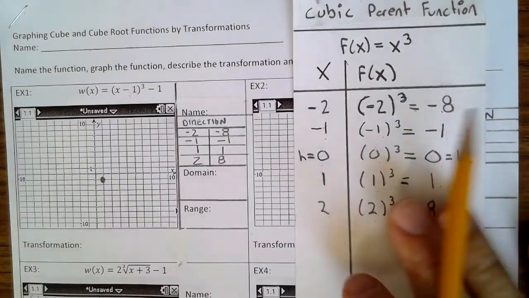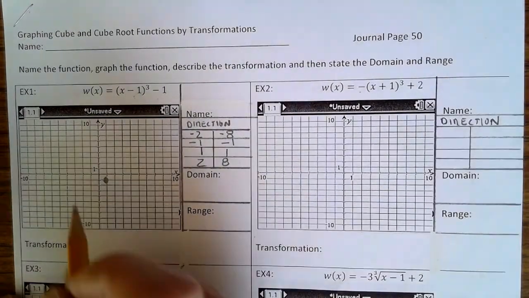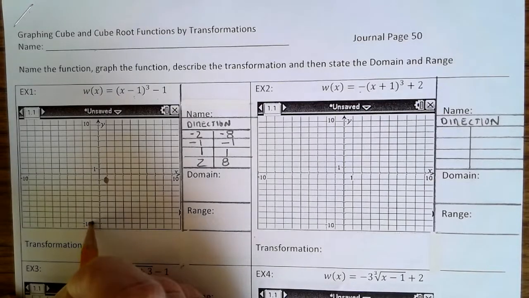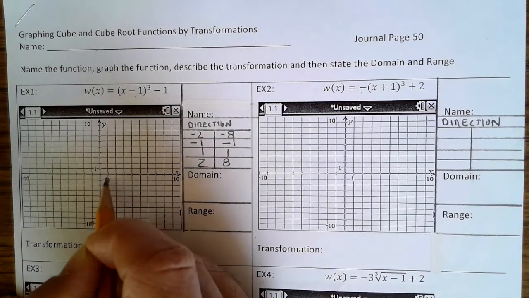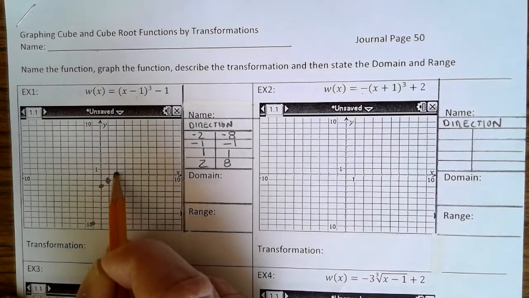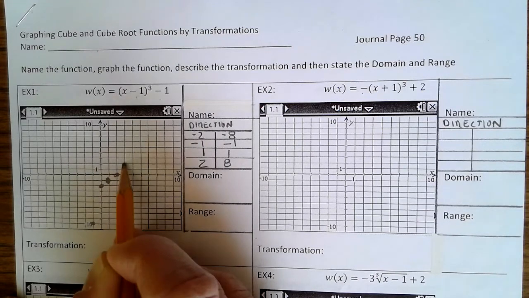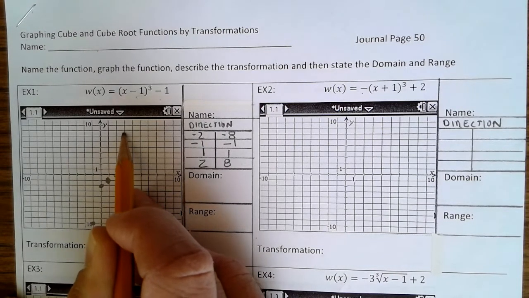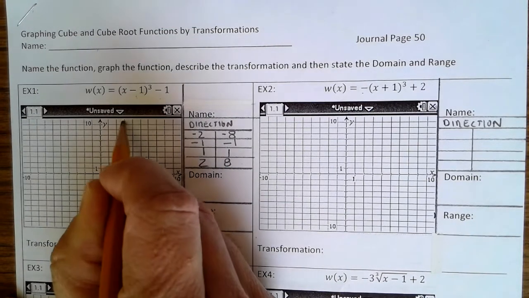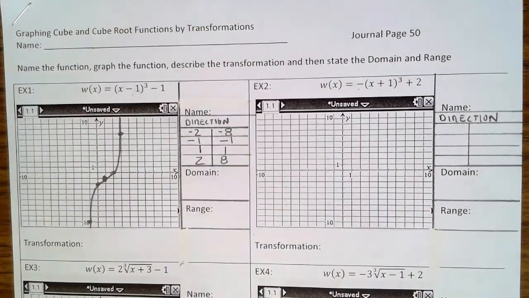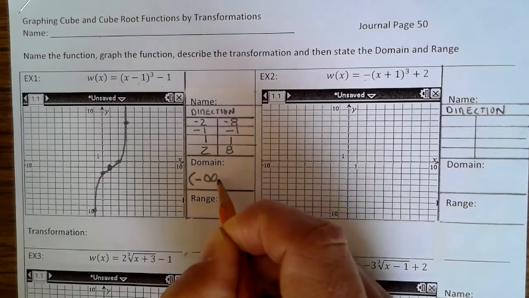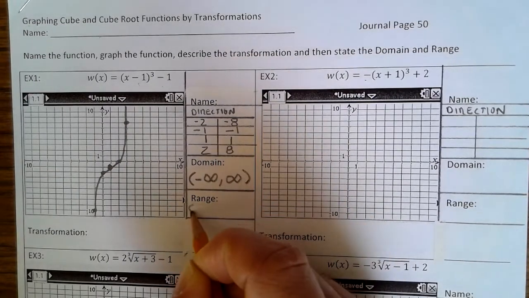So from our vertex, we go left 2, down 1, 2, 3, 4, 5, 6, 7, 8. Left 1, from the vertex, left 1, down 1. And then from the vertex, right 1, up 1. And then from the vertex, right 2, up 1, 2, 3, 4, 5, 6, 7, 8. Now, domain and range is easy. It's always negative infinity to positive infinity and negative infinity to positive infinity.